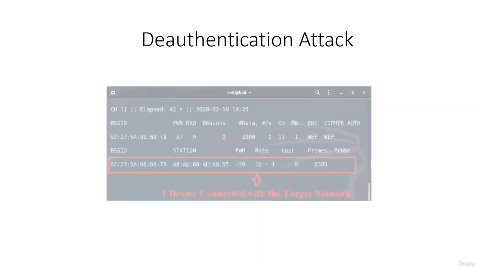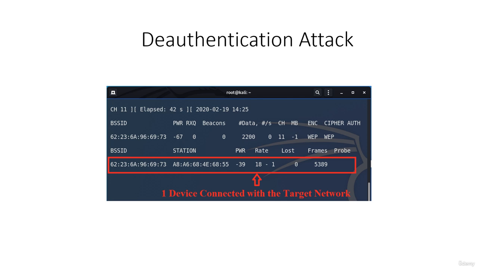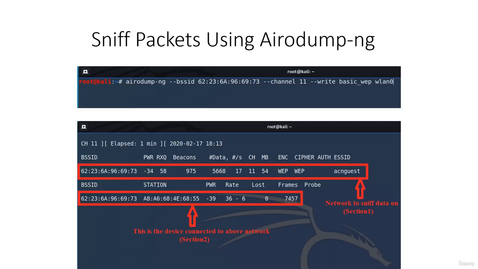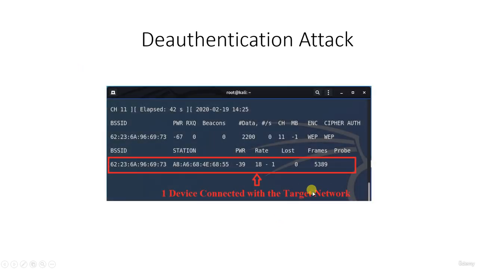First, type the command that we previously typed, which is this one. Similarly, as we previously did. So what did this do? It shows us the list of devices connected with the target network. So currently one device is connected, as you can see.